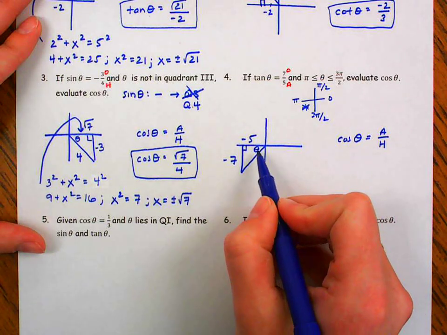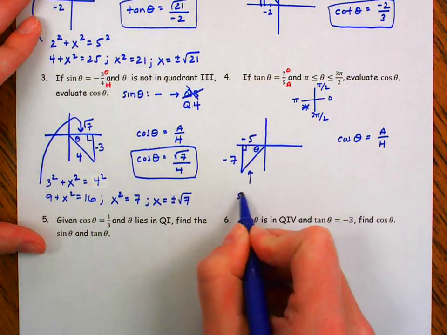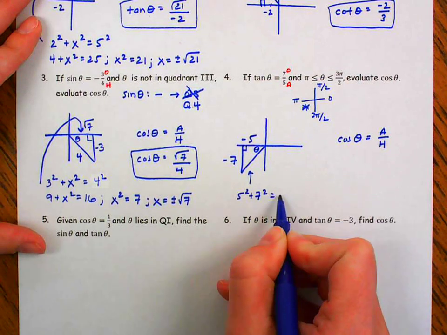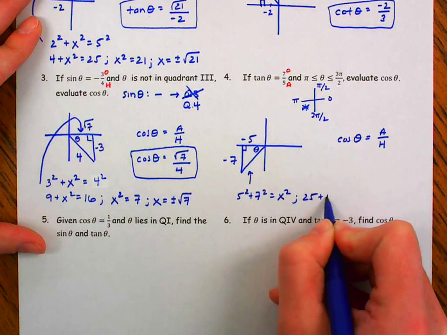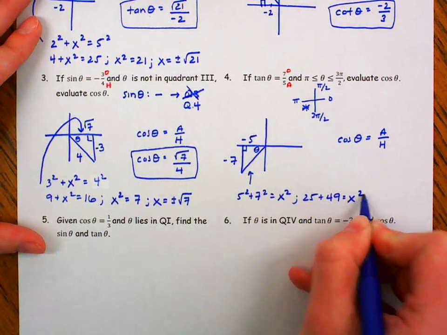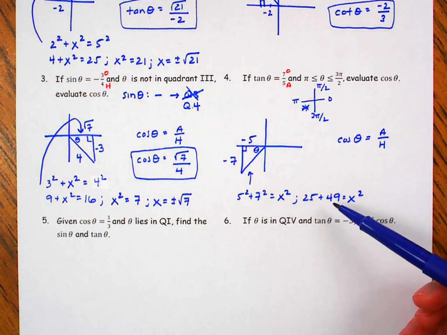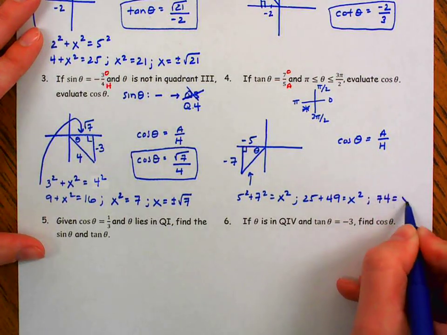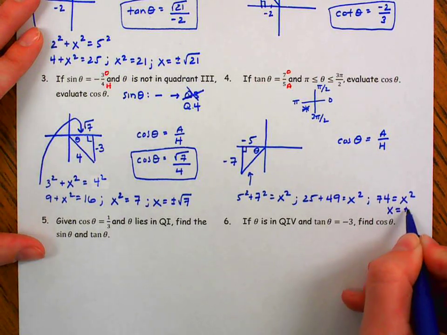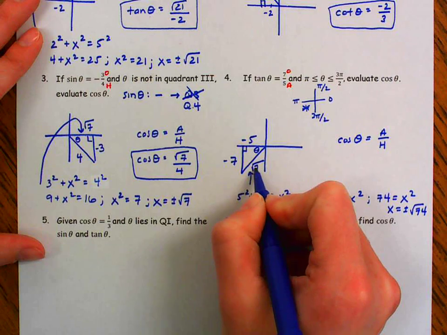We have the adjacent side, we don't have h, so I'm going to solve for h. Since we're solving for h, that goes on the side by itself. It's going to be 25 plus 49 equals x squared. Oh dear. That's going to be 74. So if I take the square root, I'm going to get the square root of 74. Hypotenuses are always positive.